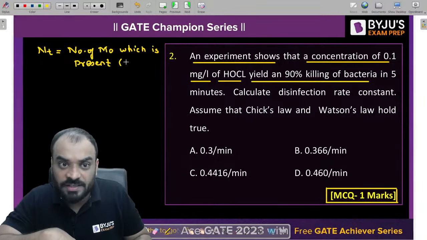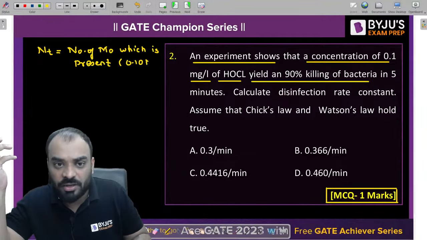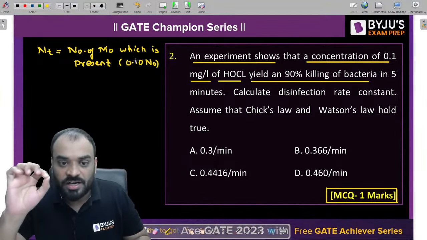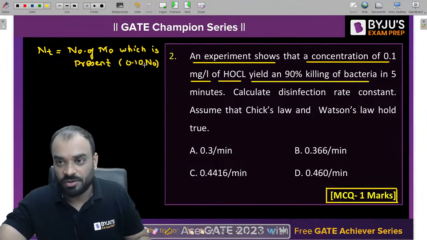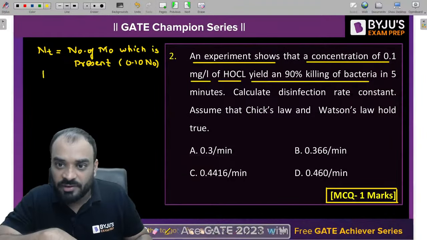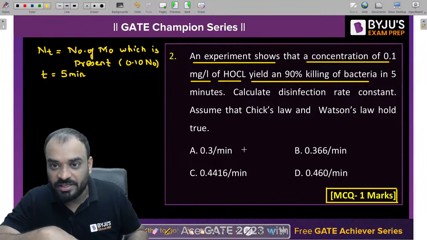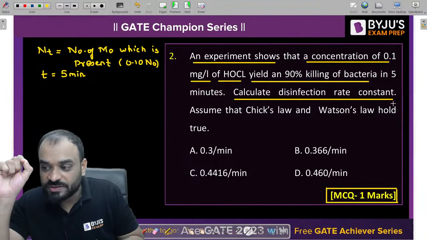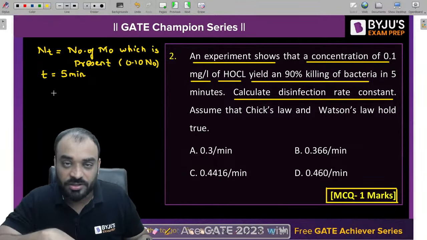How many microorganisms are present right now? Can I say that it is only 10% of the value? Let us suppose the initial number of microorganisms is n0. So can I write here, it is 0.1 times n0. Clear? Now they have given the time also. The time value is 5 minutes. Now our task is to calculate the disinfection rate constant, which is basically K.